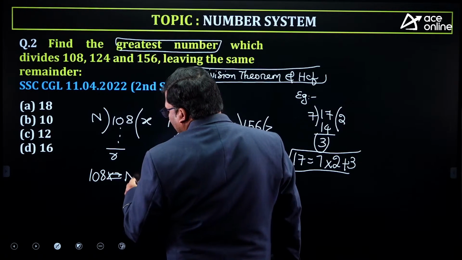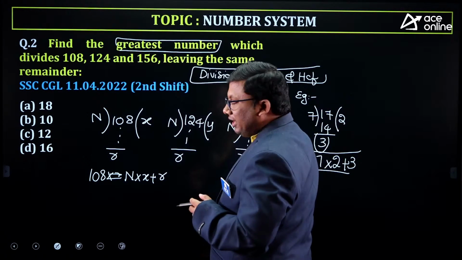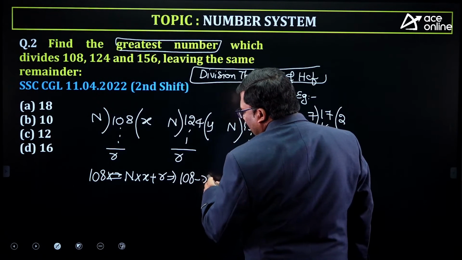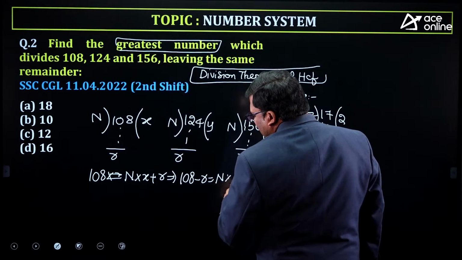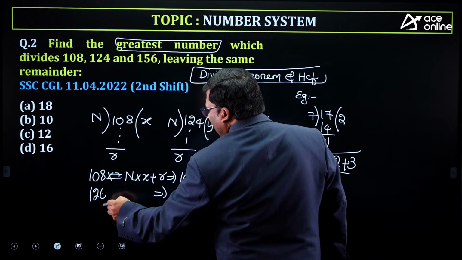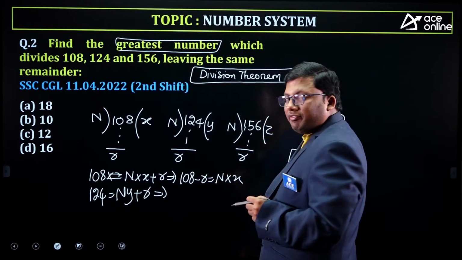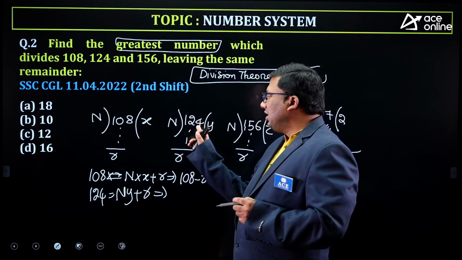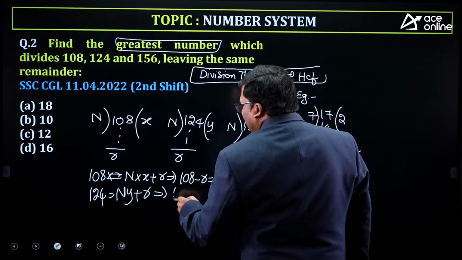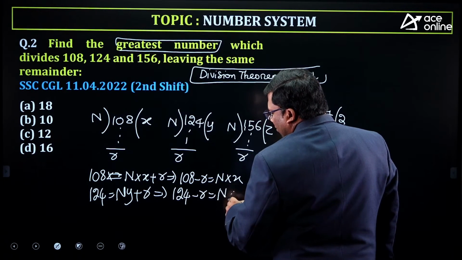108 is n into x plus r. Similarly, I can write it as 108 minus r is n into x. Next, 124 is n into y plus r, since dividend is divisor into quotient plus remainder. So 124 minus r is equivalent to n into y.